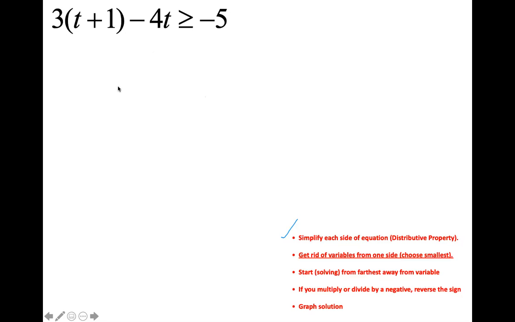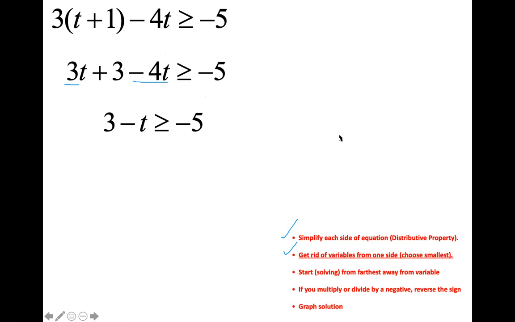All right, 3 times t is 3t. 3 times 1 is 3. The second step says, well, move the variables to one side and simplify. Well, they're already on one side. I got a 3t and a -4t. But I can group those together. 3t minus 4t would be -t. You know, well, why didn't you write -t plus 3? Well, remember, that's the same answer. I didn't do anything different. You can if you want to.